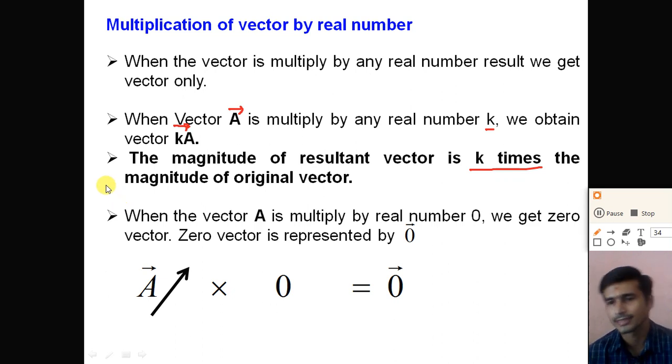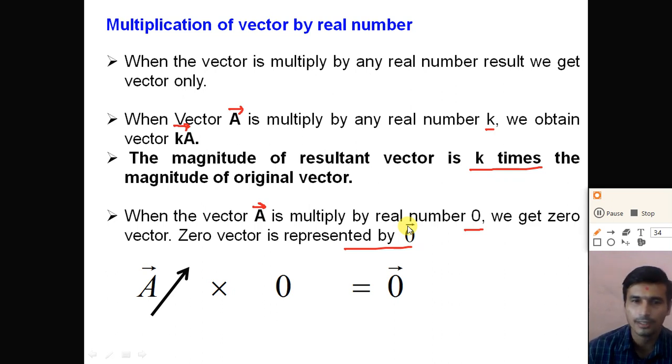So now starting with the real number 0, when the vector a is multiplied by the real number 0, we get a zero vector. The zero vector is represented by only 0, because it has magnitude 0 and no direction. So the zero vector can be represented by 0 only, or we draw a vector like this, right? So understand, dear student, when a vector a is multiplied by the real number 0, we get a zero vector.